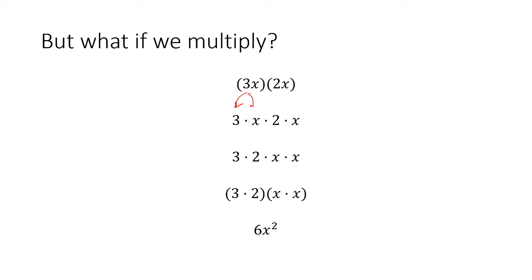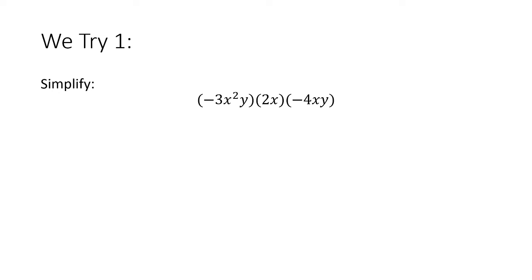Well, I'm going to separate it out because by the associative property and the commutative property, I can separate them out. So I'm going to group my numbers together and I'm going to group my variables together. Then I'll multiply them. 3 times 2 is 6. X times x is x squared, because when I have things with the same base, I add the exponents. 1 plus 1 is 2. So let's go ahead and try this huge thing together.